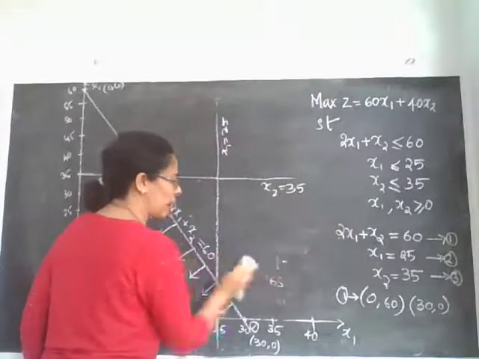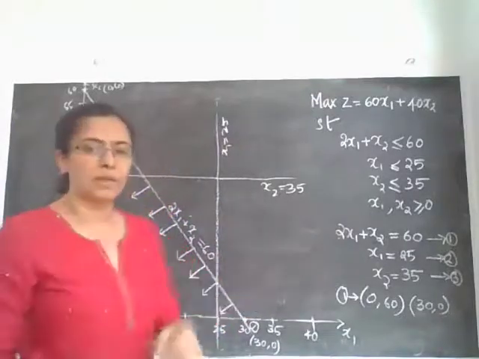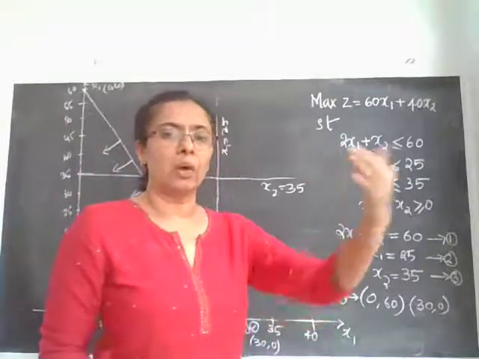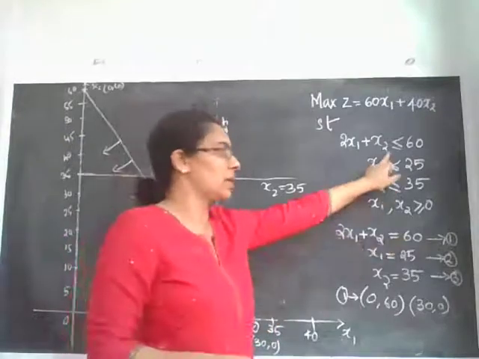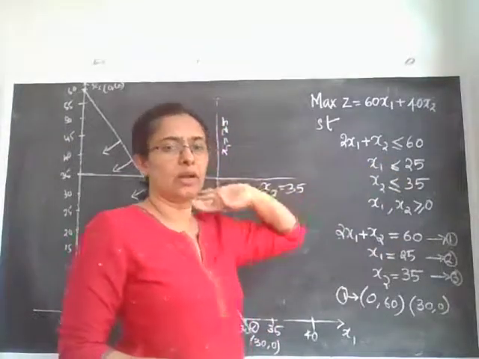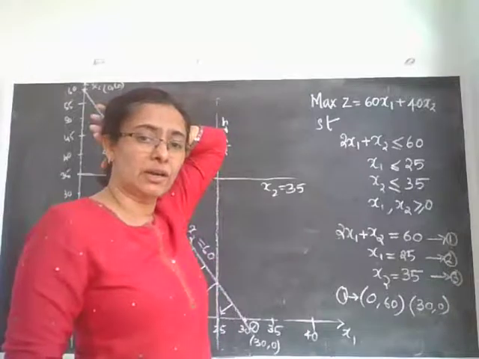Take a random point, not on the line, above or below the line, and check whether it satisfies the constraint, less or greater. Depending on that, you can put the shaded portion.